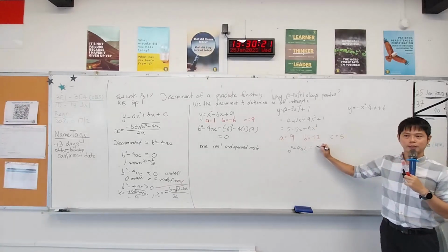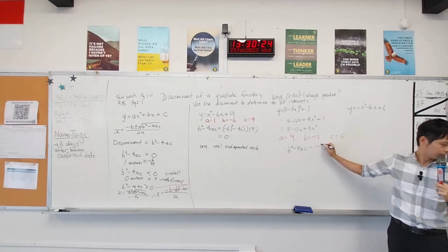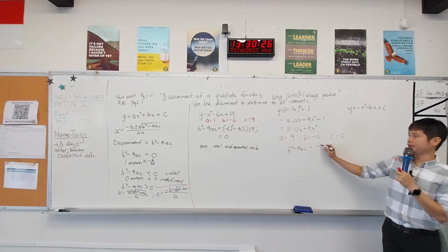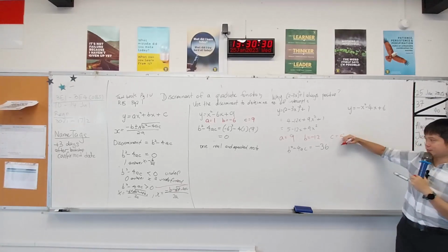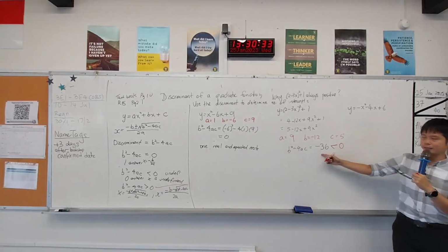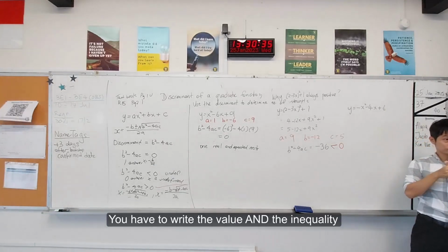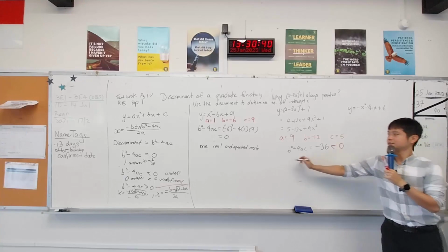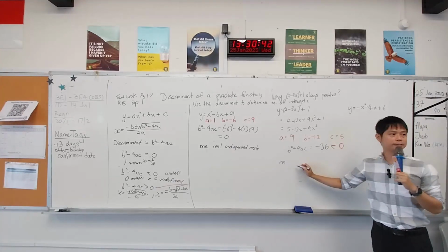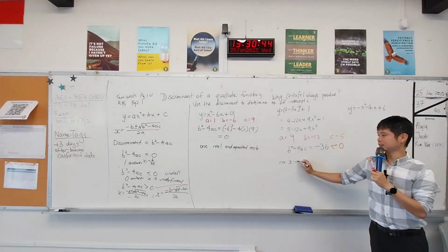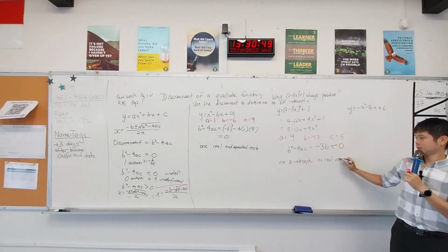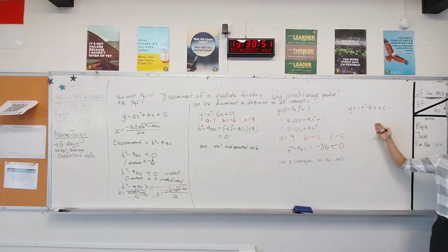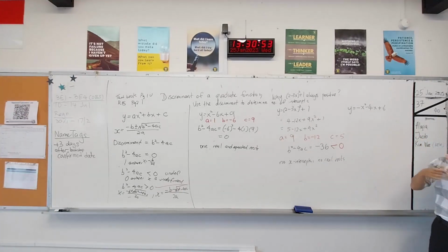equals to, you calculate out, negative 36. Now you have to write this, everyone, please take note. You have to write the number and that it is less than 0. So what does that mean? How many x-intercepts? No x-intercept. Okay, there is no real root. Very good.